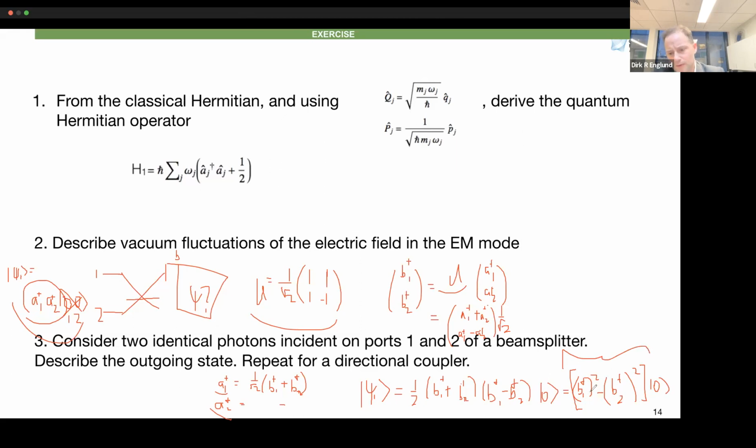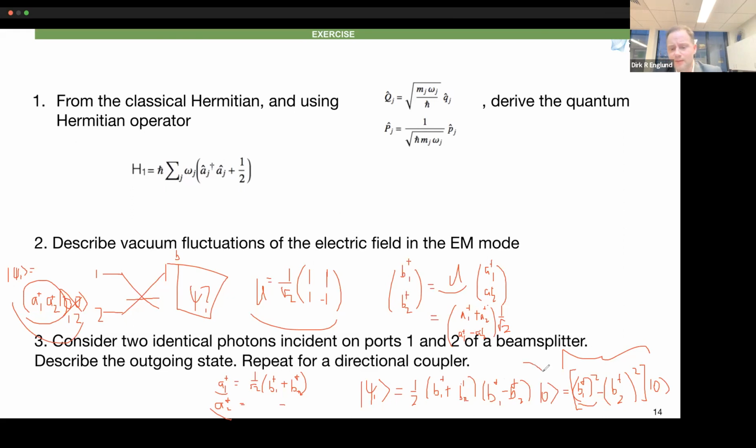Why? Because it shows us that the system either has 2 excitations in output mode B1, or it has 2 excitations in output mode B2, right? But there's no way that the output, if you were to measure it, has 1 excitation or 1 photon in B1 and 1 excitation in B2. Those terms cancel, and that gives us the so-called Hong-Ou-Mandel effect, right? So the photon bunching.